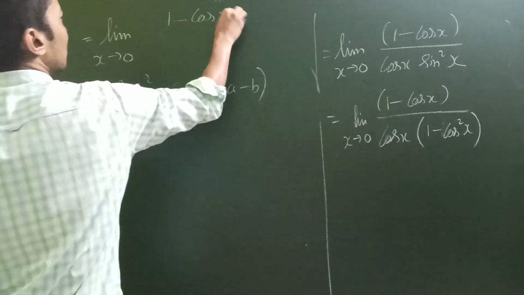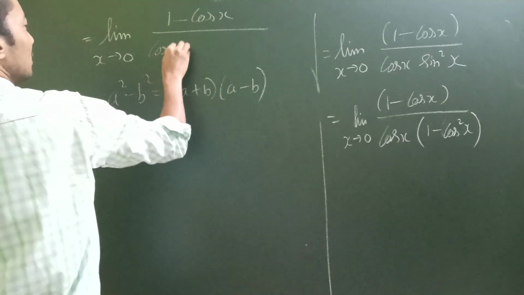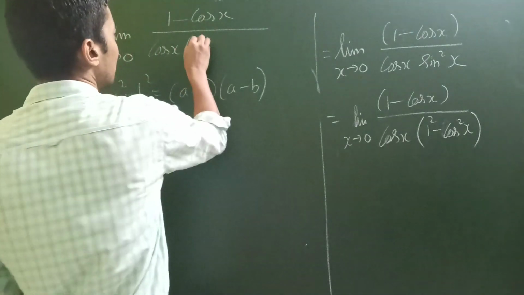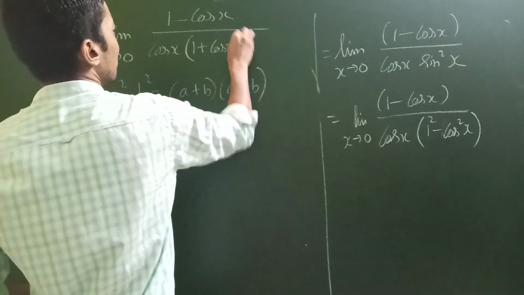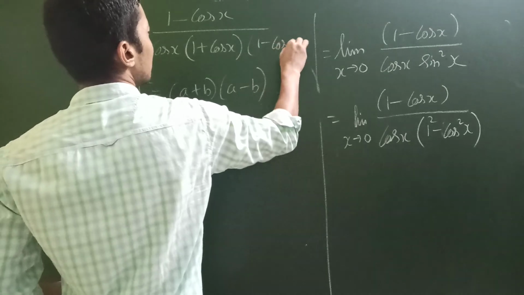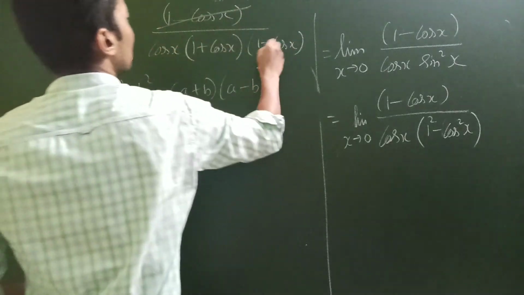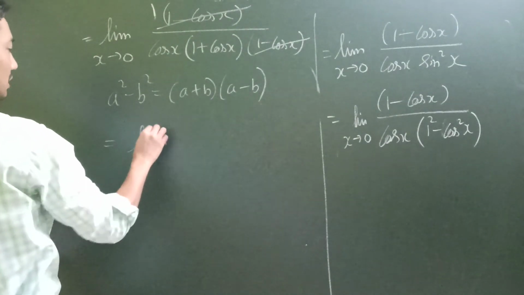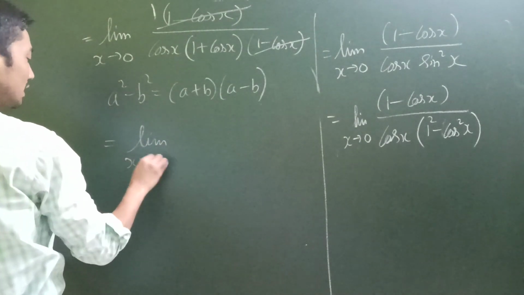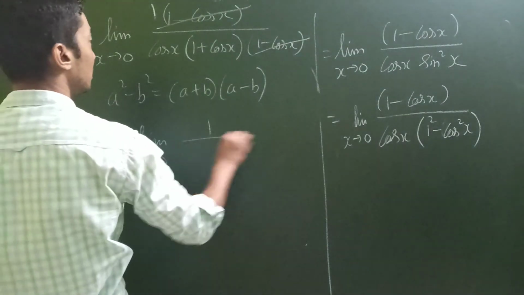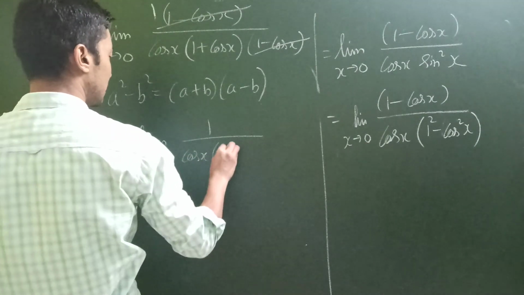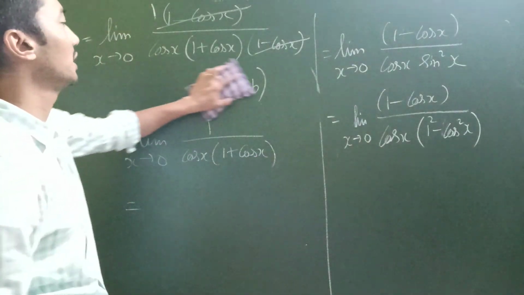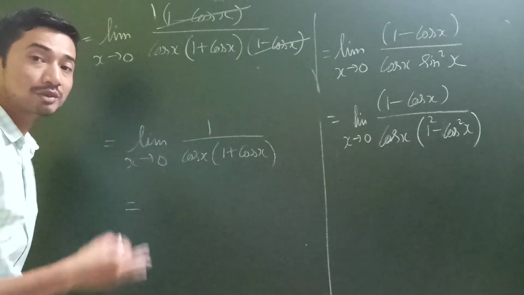1 minus cos x by cos x, so you see 1 I can write as 1 square, no problem. So a square minus b square, that is a plus b into a minus b. So 1 minus cos x, 1 minus cos x, one common factor. So what do we have? Limit of x tends to 0, 1 upon cos x, 1 plus cos x. So now I am sure that I'm not going to be getting 0 by 0. So I'll remove the limit and substitute.